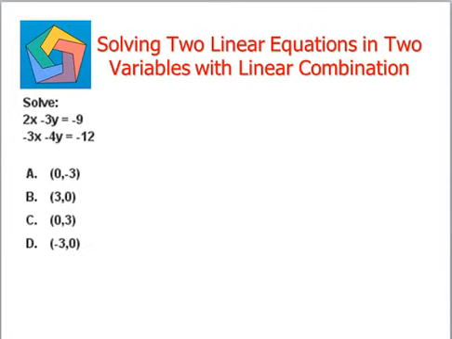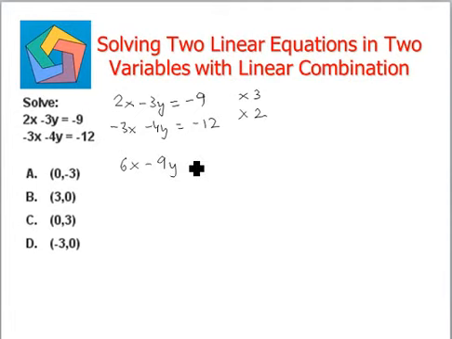Let's try the next question. Solve 2x minus 3y equals negative 9 and negative 3x minus 4y equals negative 12. In the first equation we can multiply it by 3, and the second equation we multiply it by 2. Let's see what we get. 3 times 2x is 6x minus 9y equals negative 27. Negative 6x minus 8y equals negative 24.